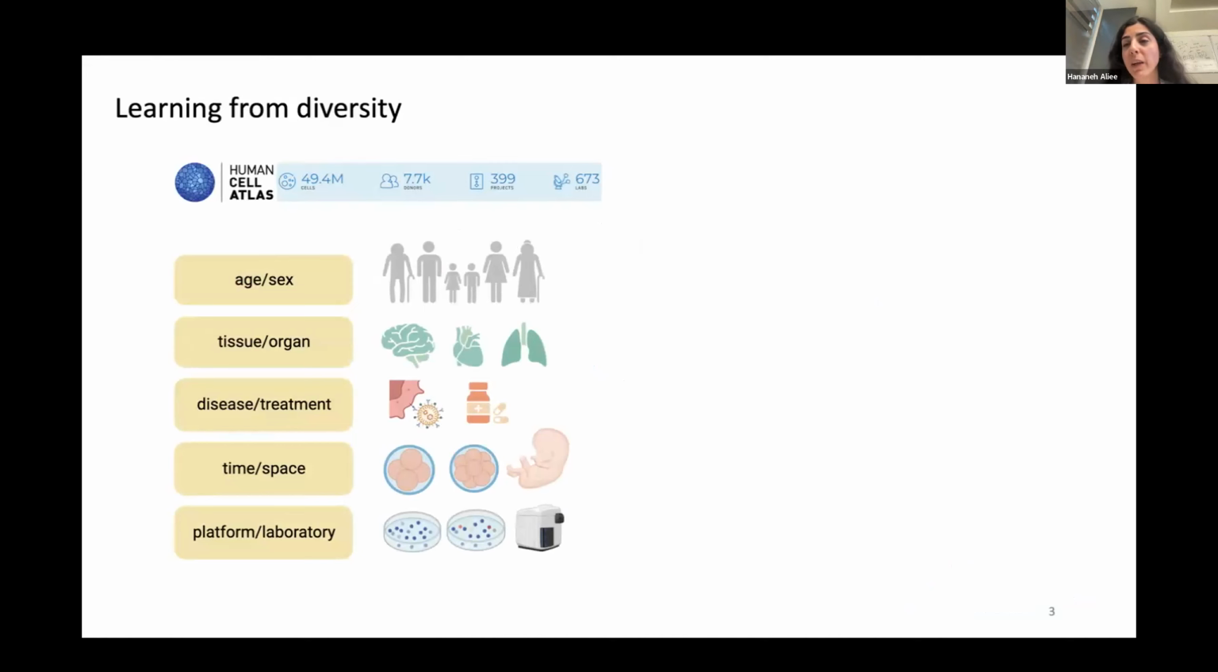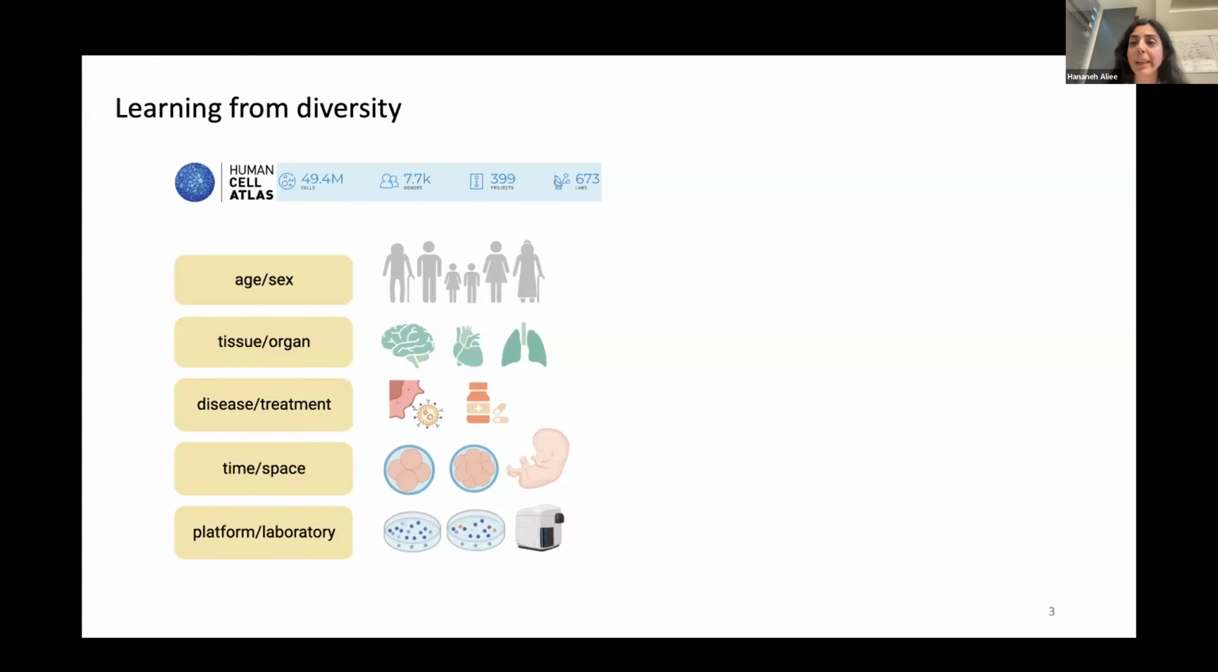Reported by the Human Cell Atlas, we now have access to 50 million single cells, which are from 7.7 thousand donors. And with this vast amount of data, we not only can capture the heterogeneity across cells within one donor, but we can also learn about the diversity in this data, which comes from donors with different age or sex, different tissues and organs that have been studied, different conditions such as disease and treatment. And if we have developmental samples, it can be different times or space.